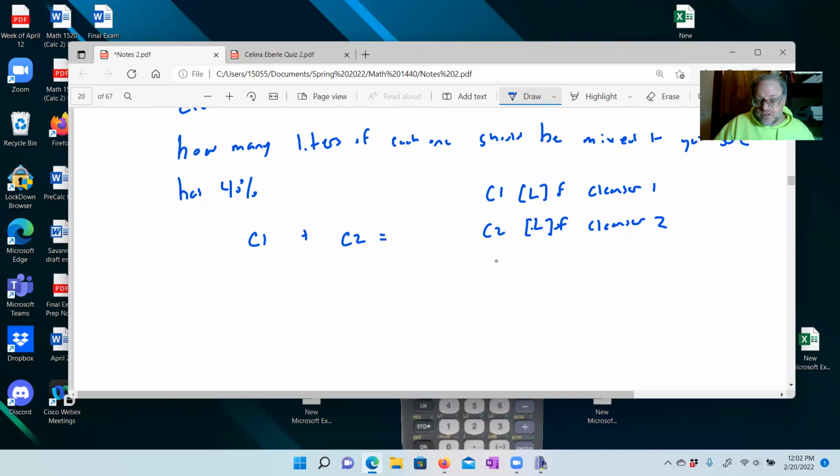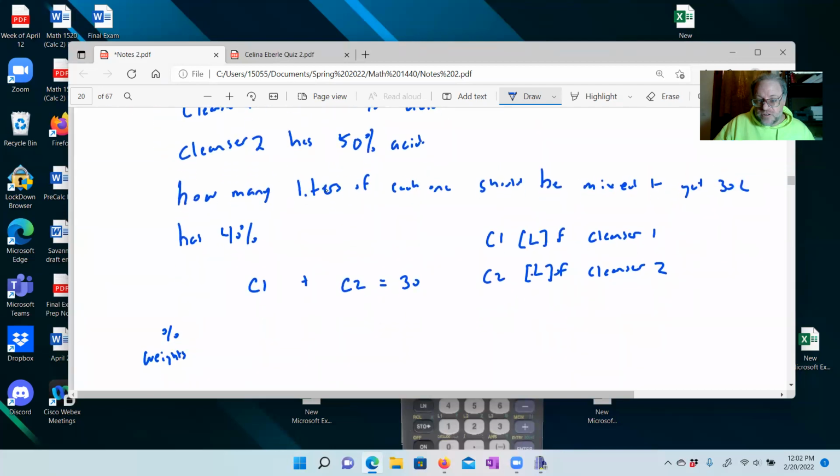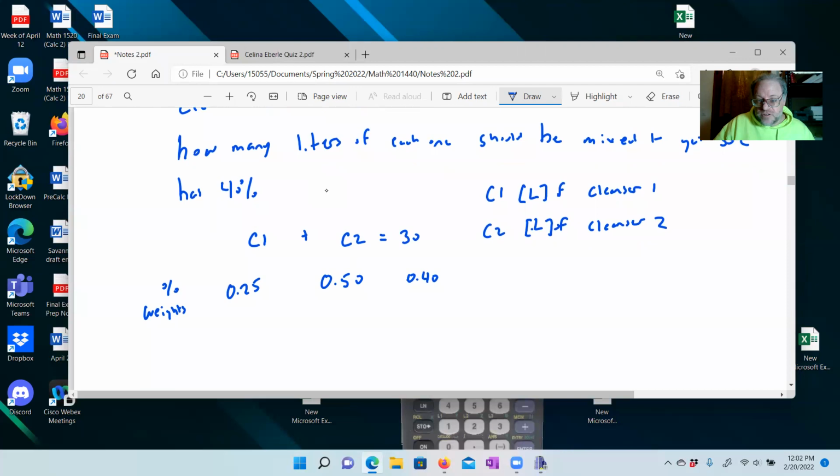Now, I like to put the percentage of the weights down next to the variables in the actual equation. So I'm just going to say this was 0.25, 0.50, and 0.40, just to make sure that if I have any nurses in the audience, they're happy, because I know they like the leading zeros, and I understand why. Trying to be better, I don't always put them in.